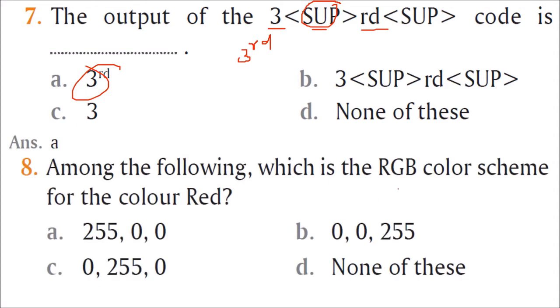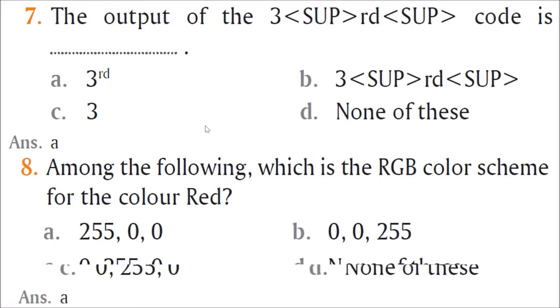Among the following, which is the RGB color scheme of the color red? So this stands for R, this for G and B. We just have to see where this R is 255. So the first one, this is the answer. This is going to be blue because all others are 0. This is going to be green. The answer is A.